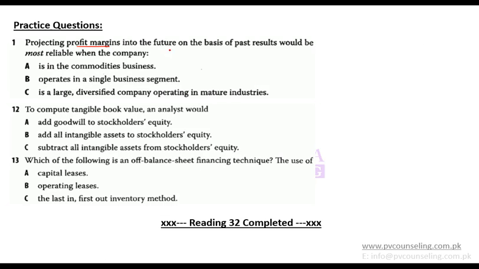Projecting profit margins into the future on the basis of past results would be most reliable when the company is in the commodities business, operates in a single business segment, or is a large diversified company operating in a mature industry. So which would be correct? C.